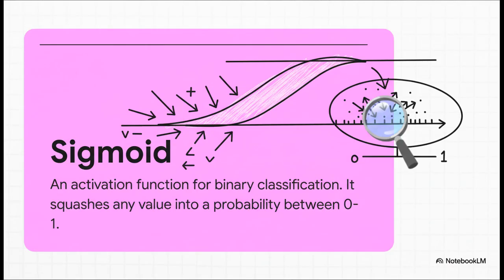But then, when we get to the output layer for a task like, is this email spam or not spam, we need an answer that looks like a probability. For that, we use the sigmoid function.